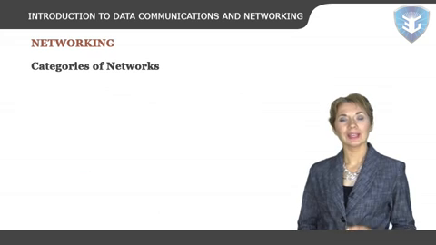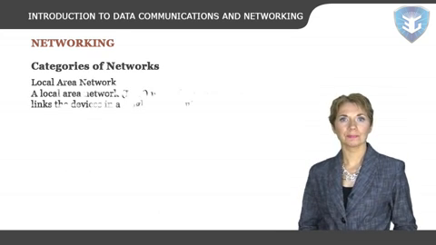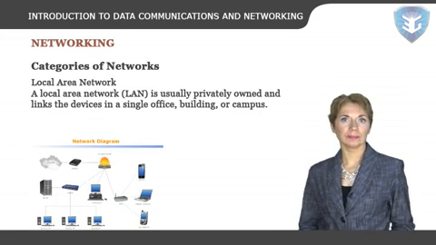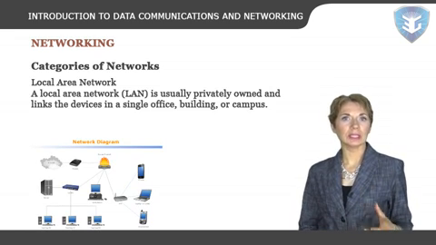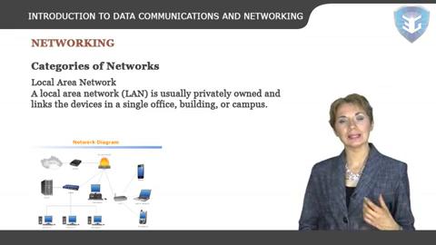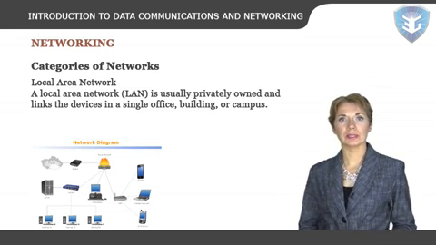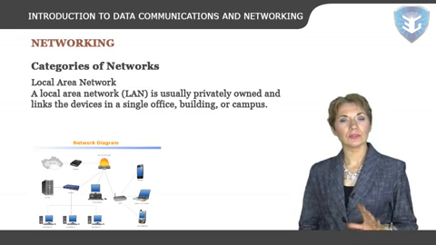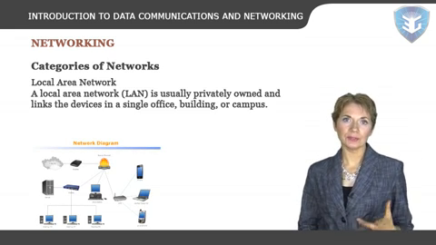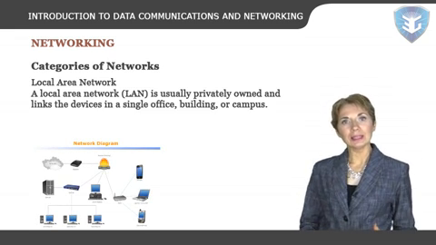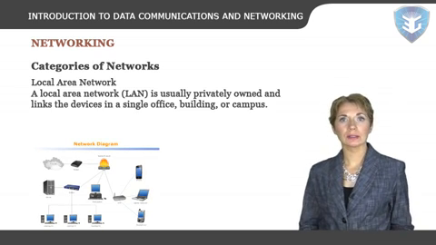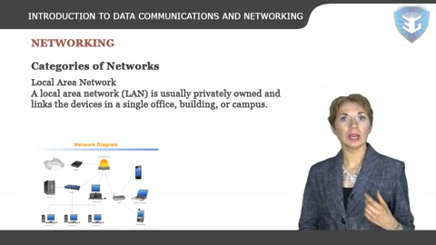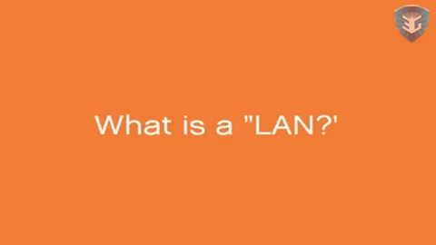Let's now have a look at categories of networks. Local area network. A local area network, or LAN, is usually privately owned and links the devices in a single office, building, or campus. Depending on the needs of an organization and the type of technology used, a LAN can be as simple as 2 PCs and a printer in someone's home office, or it can extend throughout a company and include audio and video peripherals.